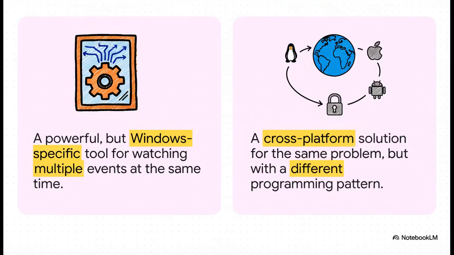Early on, developers basically had two main tools for this job. On one hand, you had this really powerful function that was specific to Windows, and it could listen for a bunch of different signals all at once. Pretty handy. But on the other hand, you had a more universal, cross-platform solution called condition variables. But it required a completely different way of thinking, a whole different pattern.